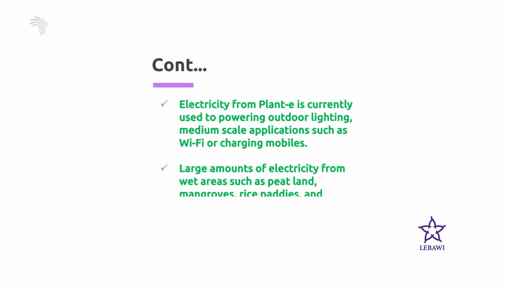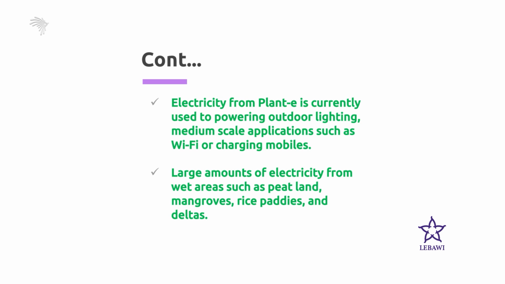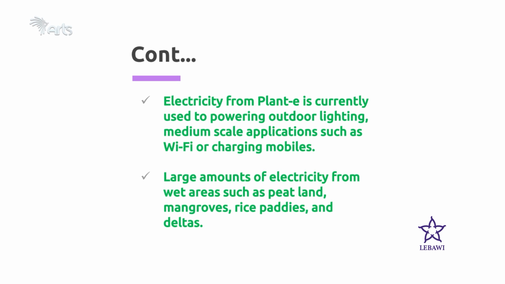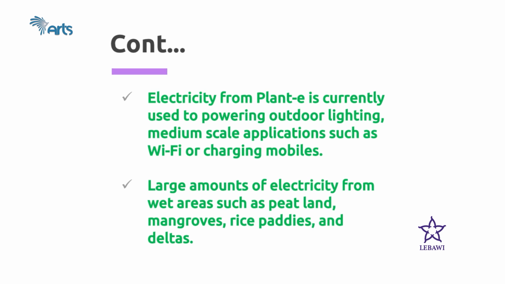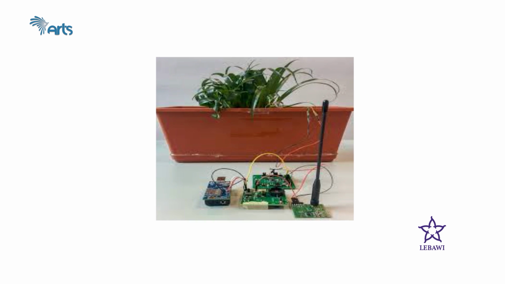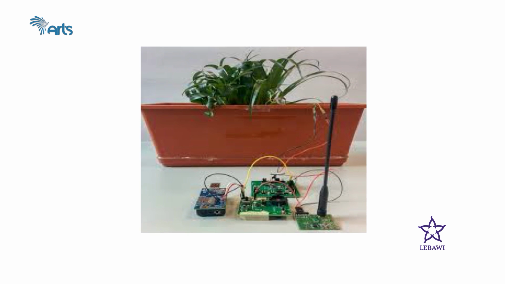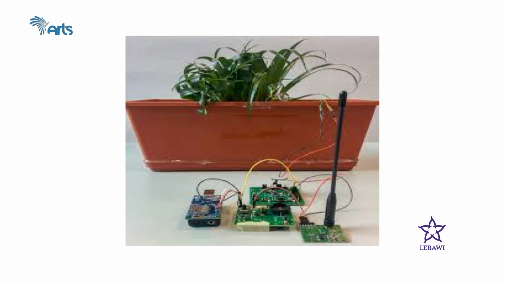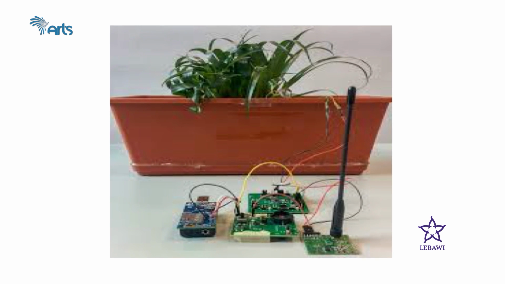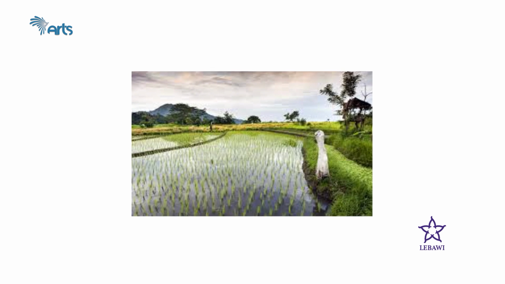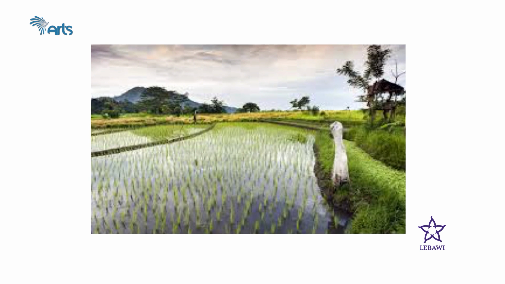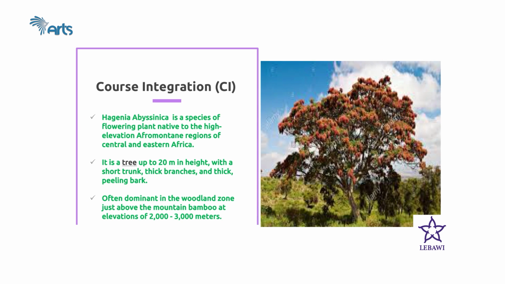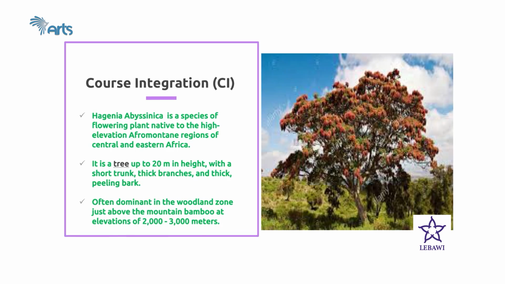Electricity from the Plantee technology has been in use for powering outdoor lighting and other small to medium scale applications such as Wi-Fi or charging mobiles, or incorporated into a green roof to generate electricity for buildings. Due to high oxygen level, the technology generates a large amount of electricity from wet areas such as a peatland, mangroves, rice paddies, and deltas.